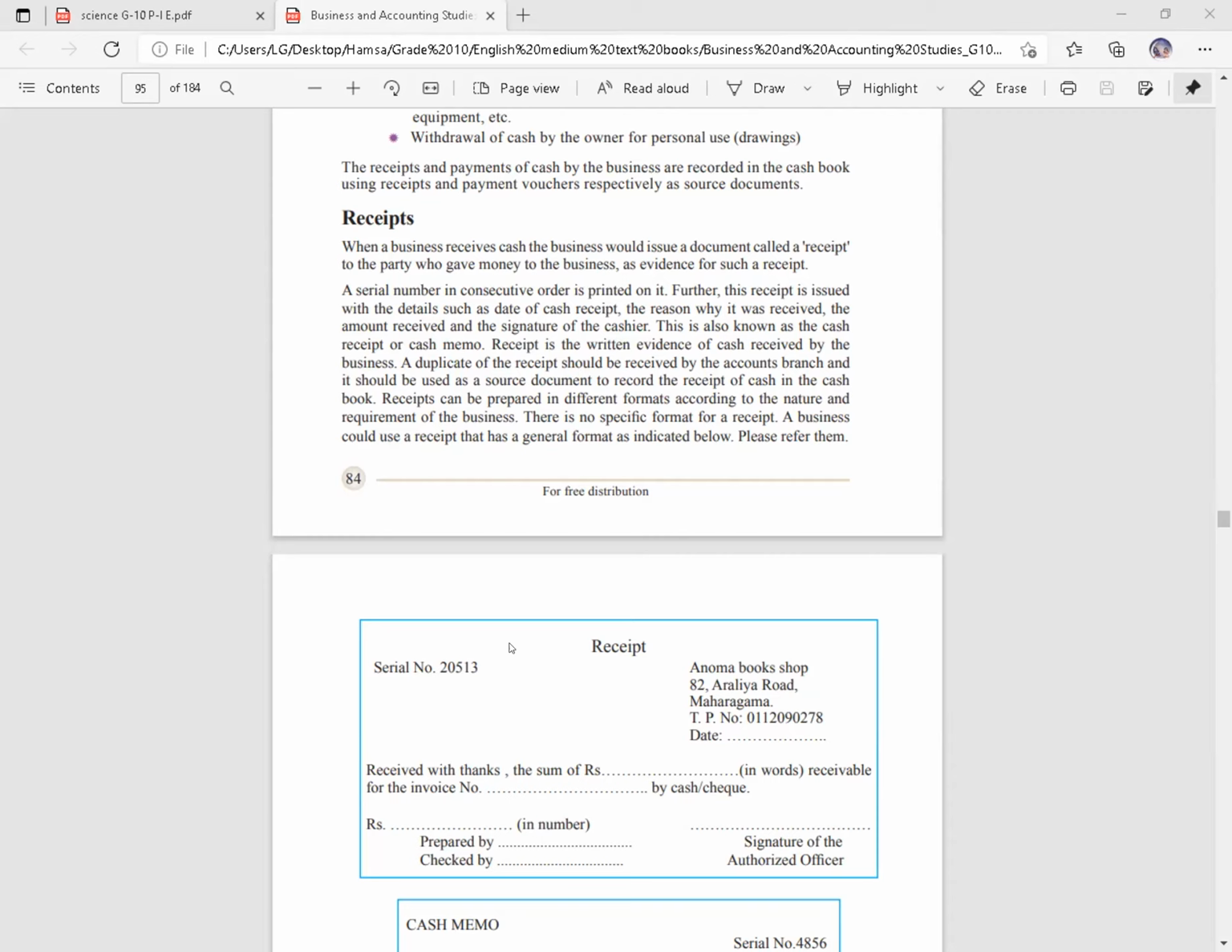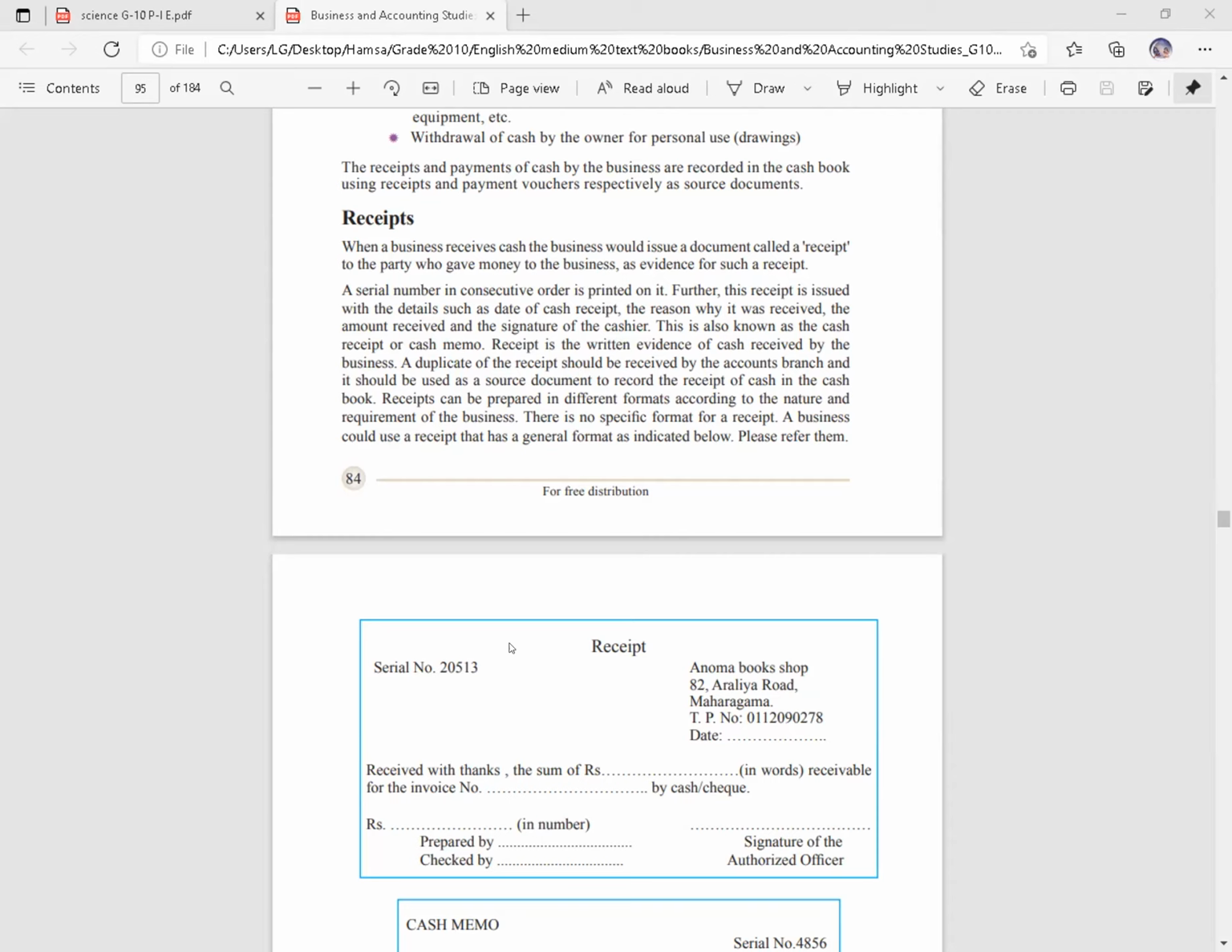Those things can be determined with the help of the primary books and the main ledger. So what do you have to do? You have to record everything. To record everything, you need source documents. You can't keep everything in your mind and record, or write at the moment.